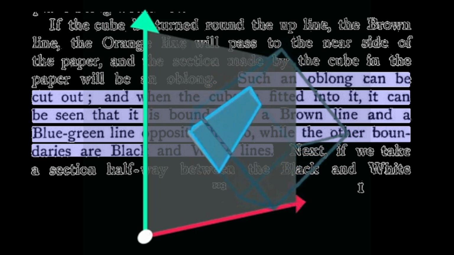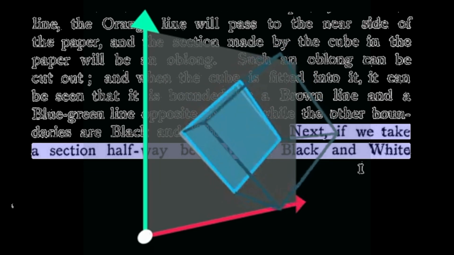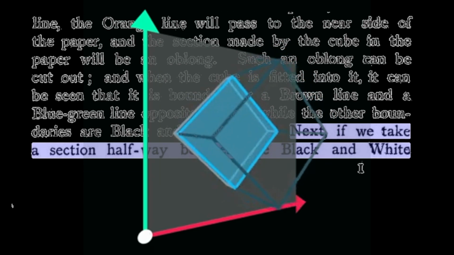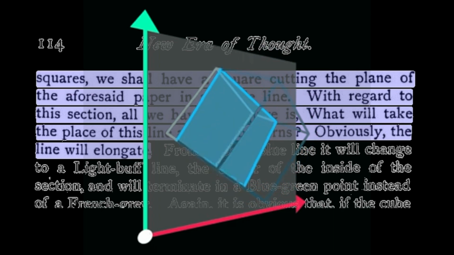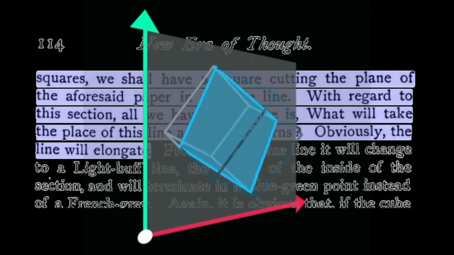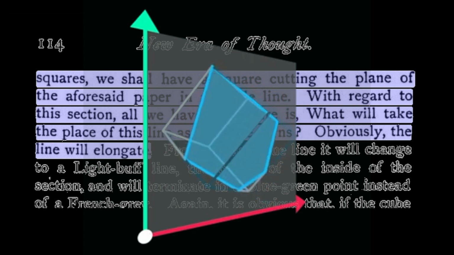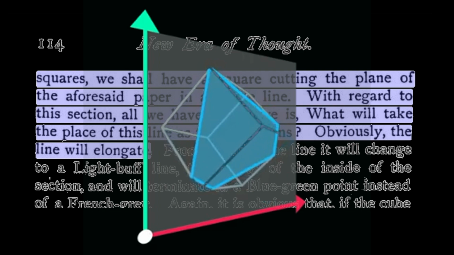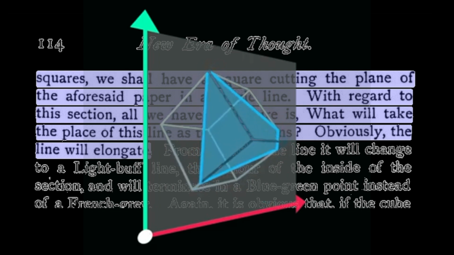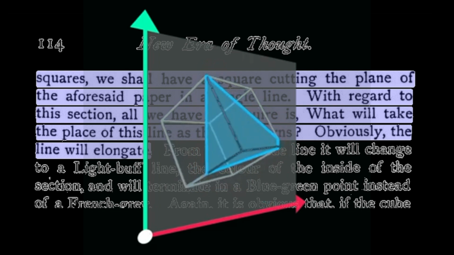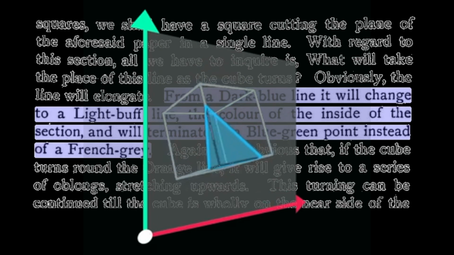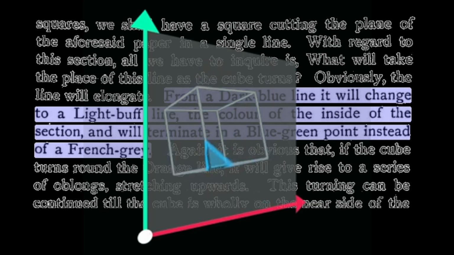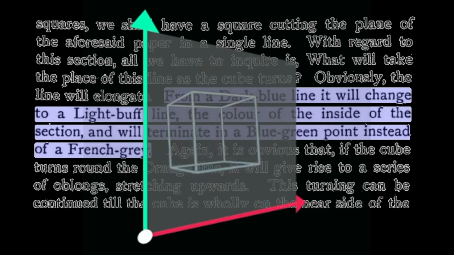Next, if we take a section halfway between the black and white squares, we shall have a square cutting the plane of the aforesaid paper in a single line. With regard to this section, all we have to inquire is, what will take the place of this line as the cube turns? Obviously, the line will elongate. From a dark blue line it will change to a light buff line, the color of the inside of the section, and will terminate in a blue-green point instead of a French gray.